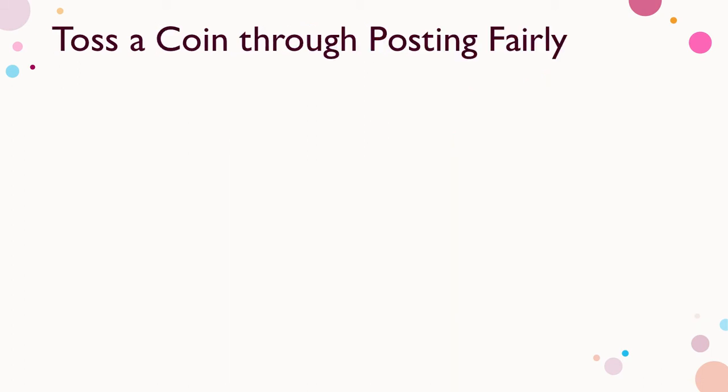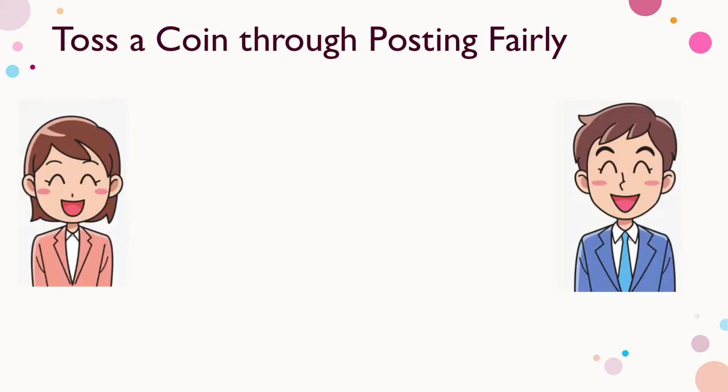The second problem. This time, Sarah and David are given a ticket of a free trip for a single person. They want to decide who will get the ticket by a fair method, like tossing a coin. How can they do it by posting? Pause and think for your solution.